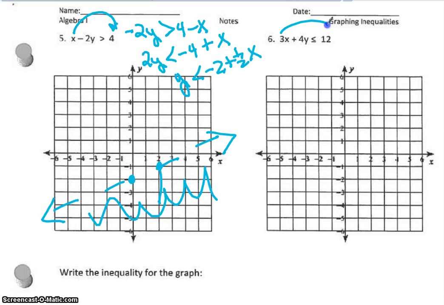Number 6, you got to move that 3x, and so 4y is less than or equal to 12 minus 3x. Everything gets divided by 4, so y is less than or equal to 3 minus 3/4 x. I would go up 3 from my first point. From there, I would go down 3 and to the right 4.